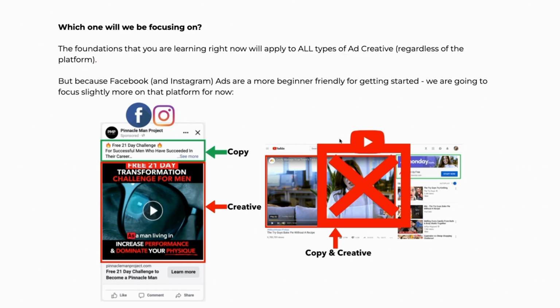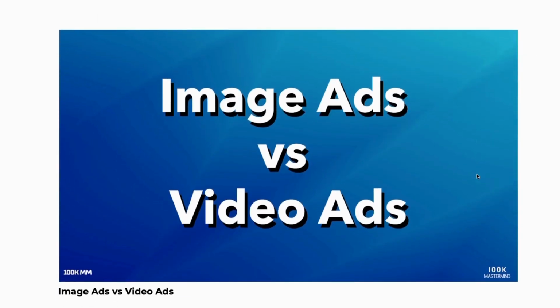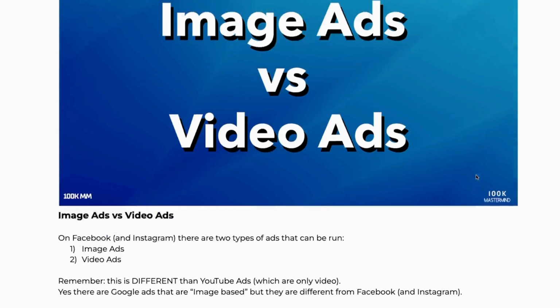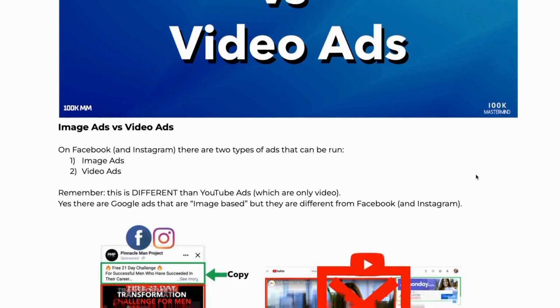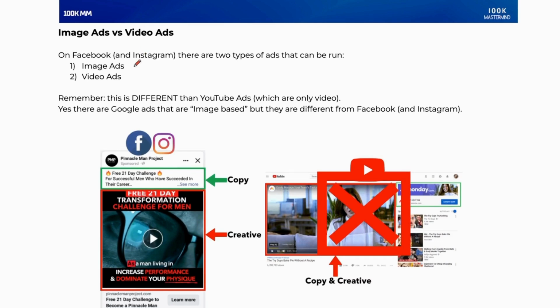Now, the other point that I want to touch base on here in the foundational training is the difference between image ads versus video ads, okay? On Facebook and Instagram, when you're running ads, there are two types of ads that can be run: image ads and video ads. We're going to primarily focus on Facebook and Instagram, even though there are other platforms out there.